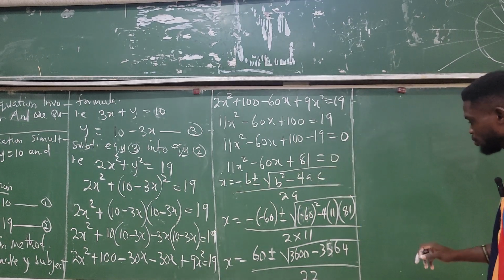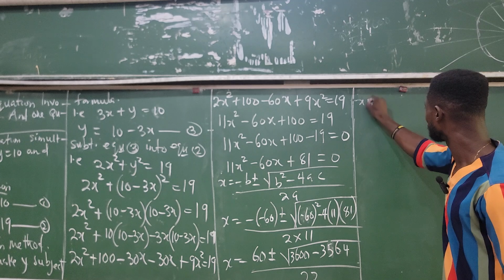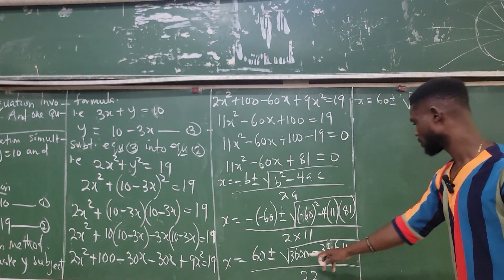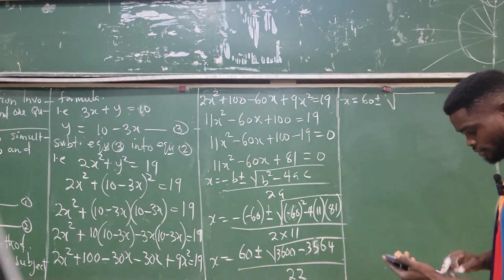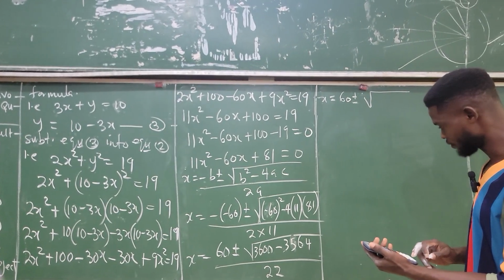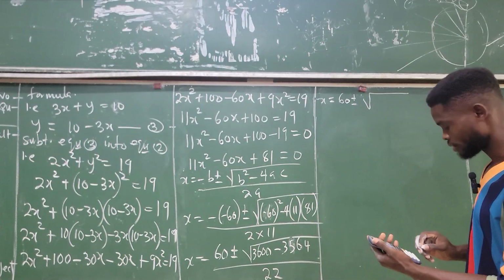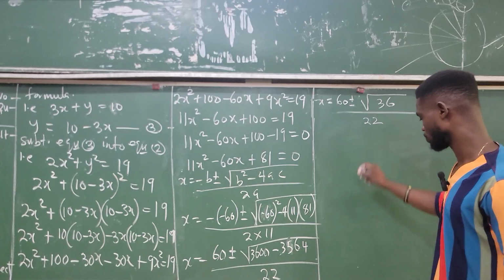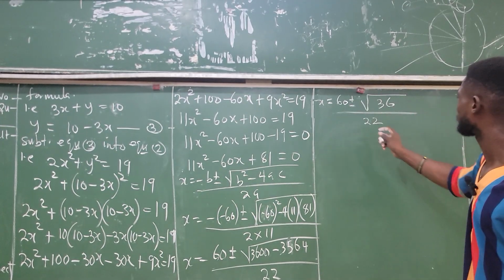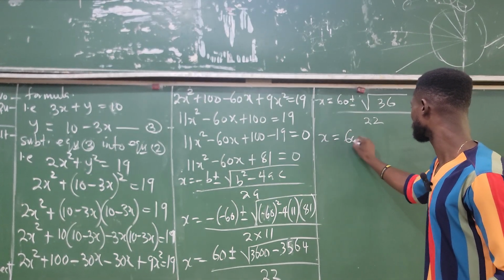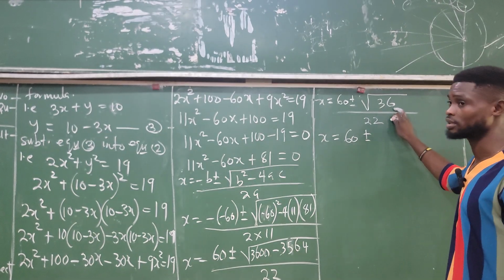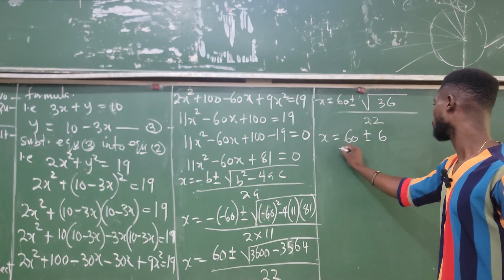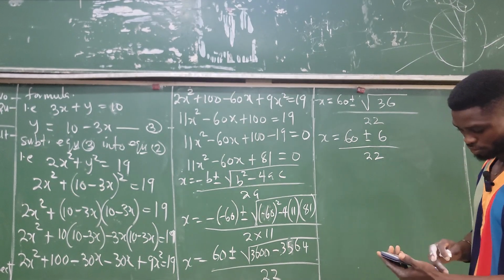Okay. So what do? We can have x is equal to 60 plus minus square root of 3,600 minus 3,564. 36. So we have 36 all over 22. So if you look at this, we have x is equal to 60 plus minus square root of 36, that is 6 times 6, 36. So square root of 36 will give us 6. It's all over 22. But let's confirm to be sure.